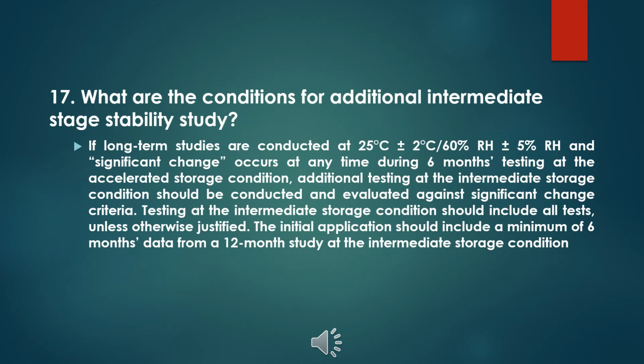Next question, friend. What are the conditions for additional intermediate stage stability study? If long-term studies are conducted at 25 degrees centigrade plus minus 2 degrees centigrade with 60% RH plus minus 5% RH and significant change occurs during 6-month testing at the accelerated storage condition, additional testing at the intermediate storage condition should be conducted and evaluated against the significant change criteria. Testing at the intermediate storage condition should include all tests unless otherwise justified. The initial application should include a minimum of 6 months data from a 12-month study at the intermediate storage condition.